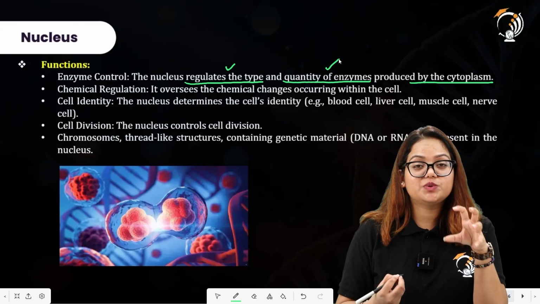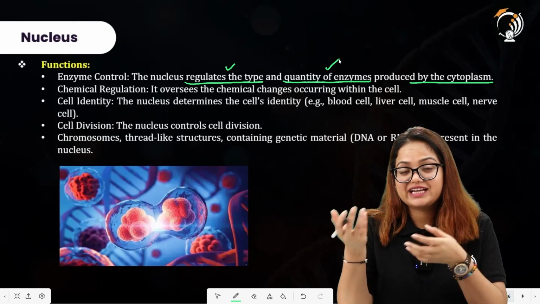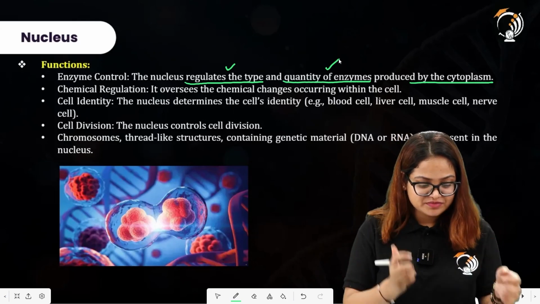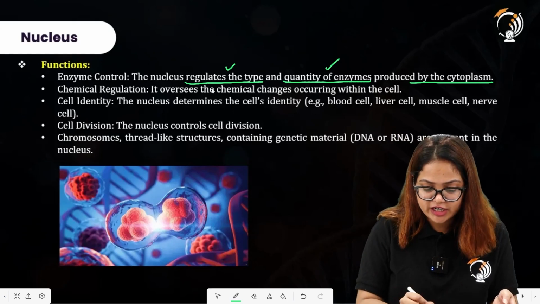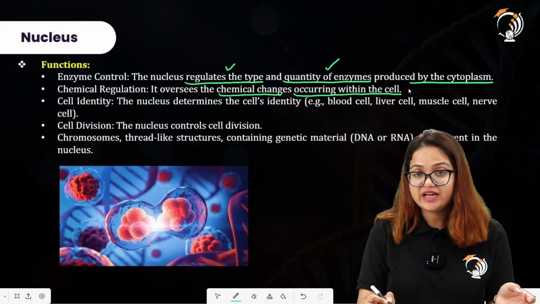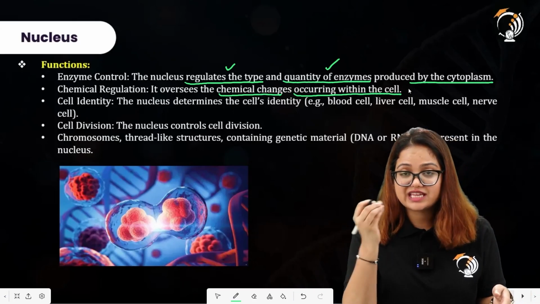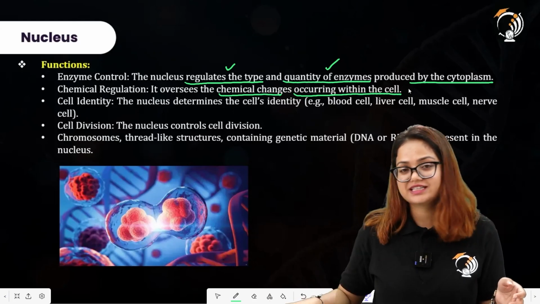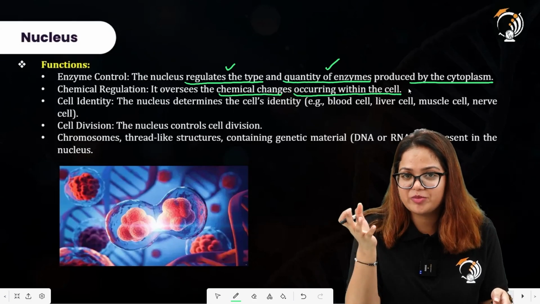So you can say that the nucleus has a very heavy duty here, and it is basically acting as the brain of the cell. Then it acts in chemical regulation. It oversees the chemical changes occurring within the cells. So it keeps a check on the overall chemical reactions occurring in a cell. So all of these functions are being performed by the nucleus.